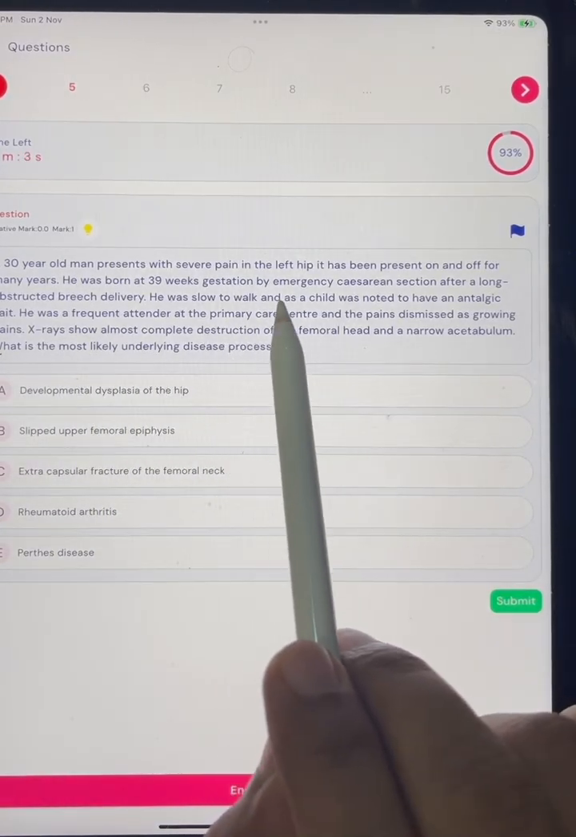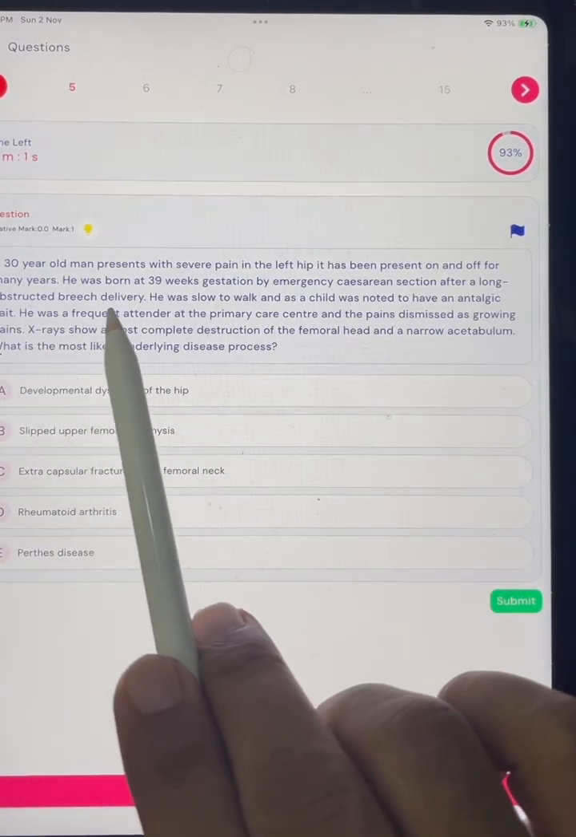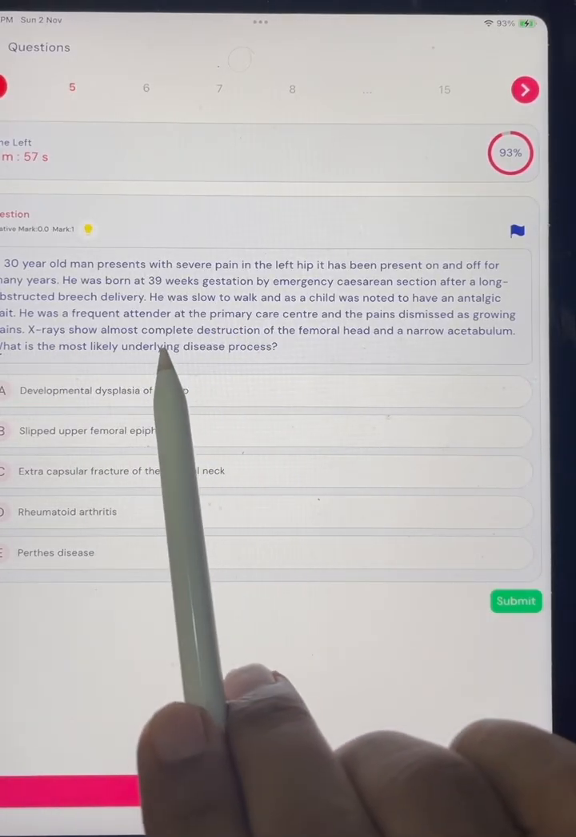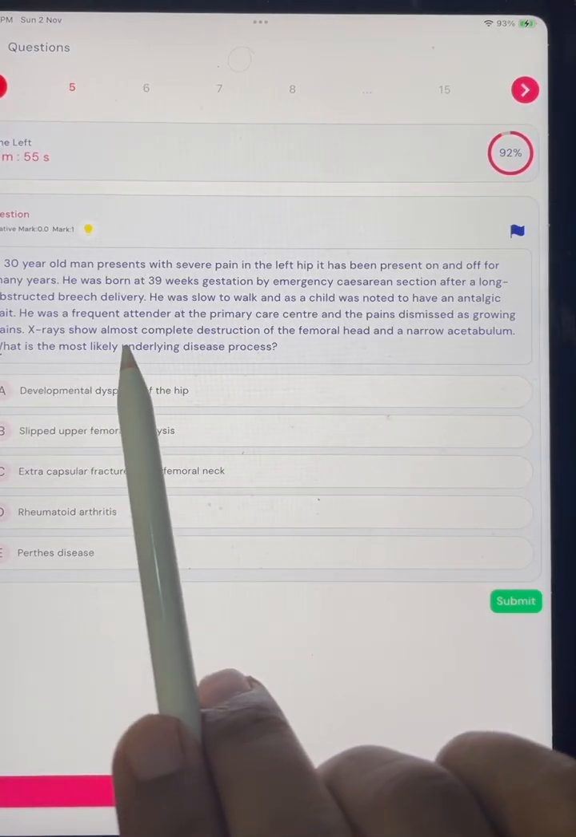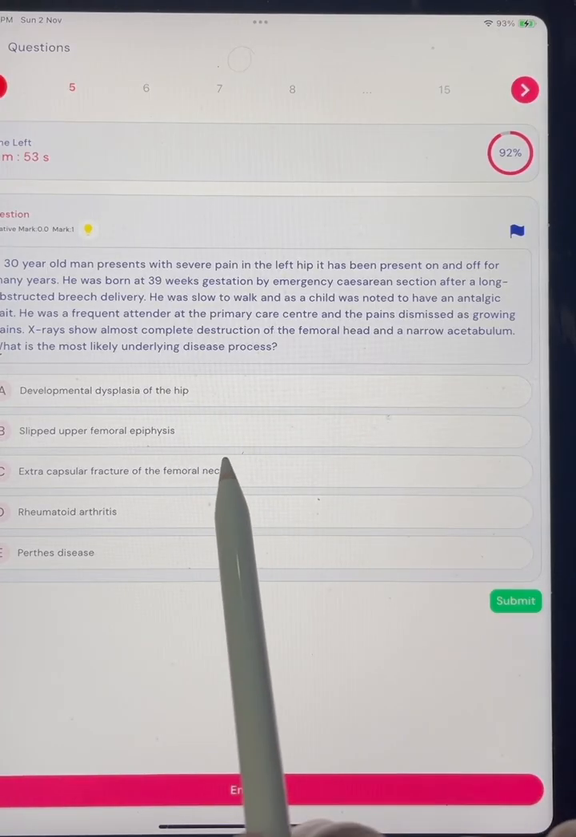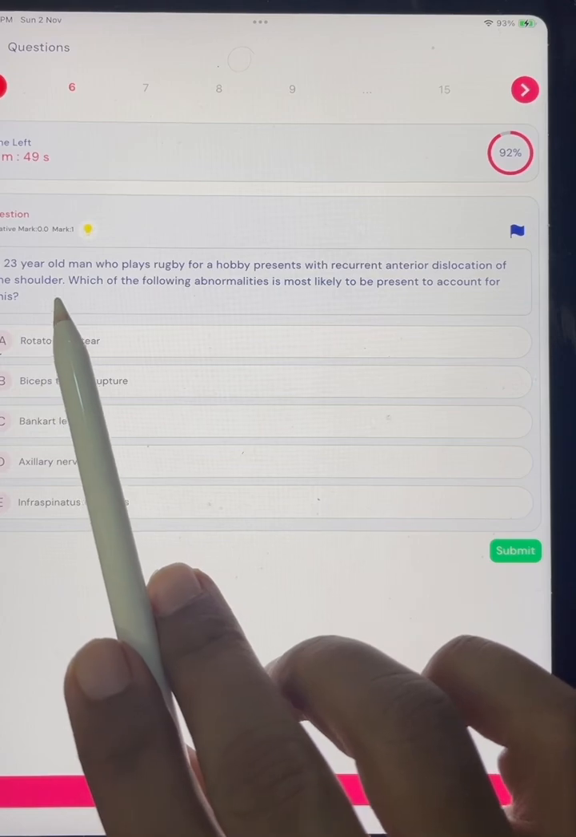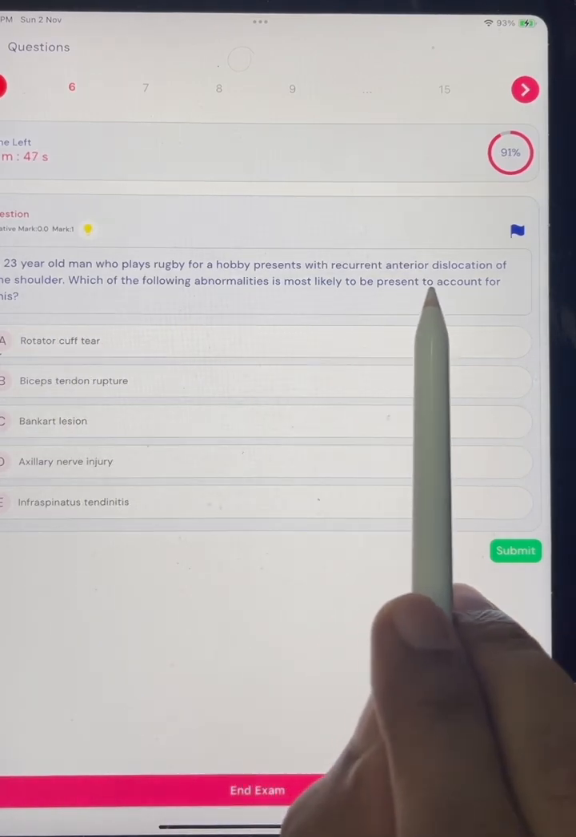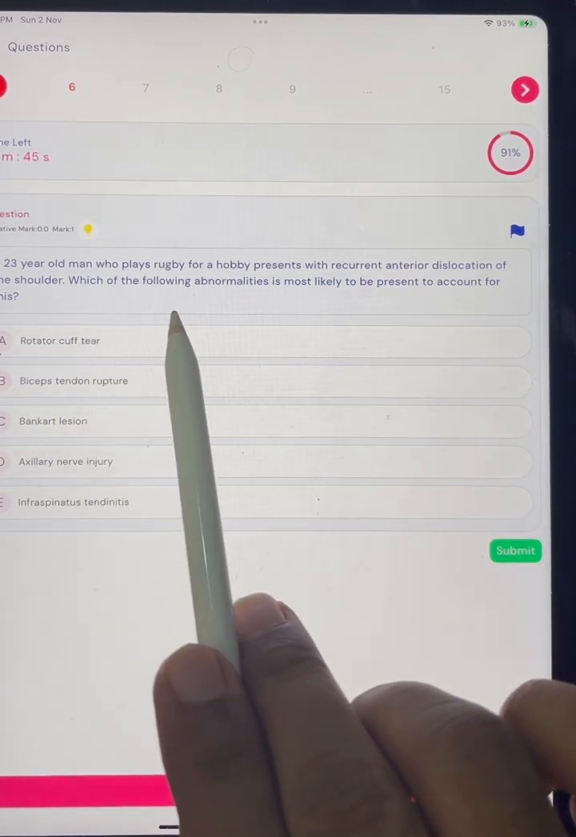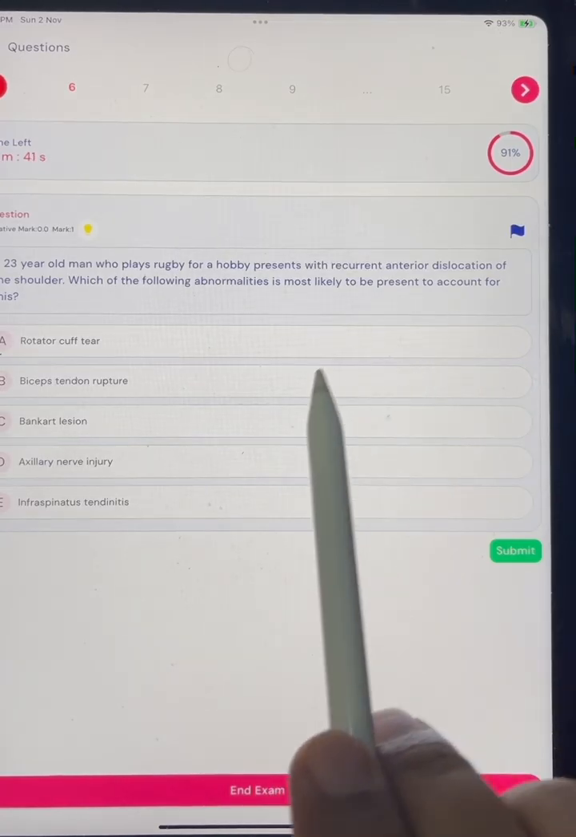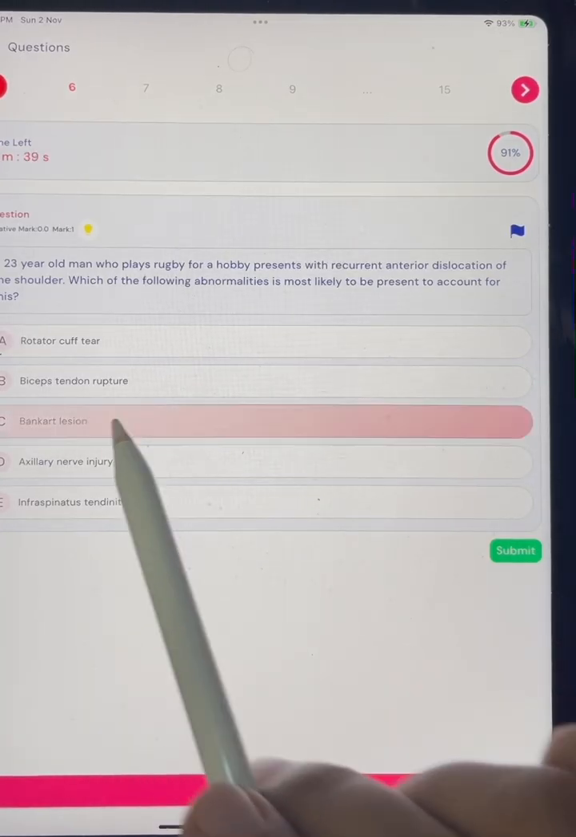A 30-year-old man presents with pain in the left hip, present on and off for many years, and 13-year gestation, emergency gestation, breech delivery, slow walking as a child, and has an antalgic gait. So breech delivery, and these are congenital DDH. A 23-year-old man plays rugby and has an anterior dislocation of the shoulder. Which of the following abnormalities is likely to account for recurrent anterior dislocation? Bankart lesion.